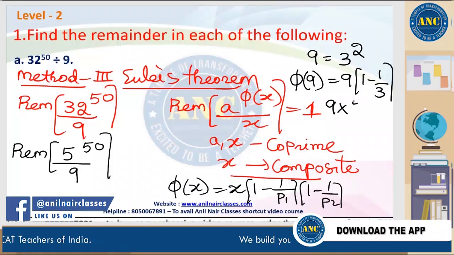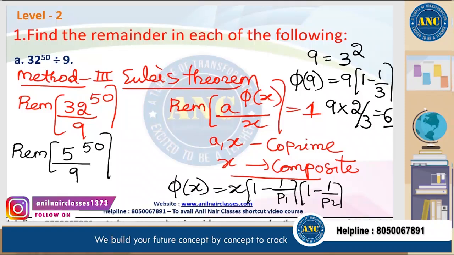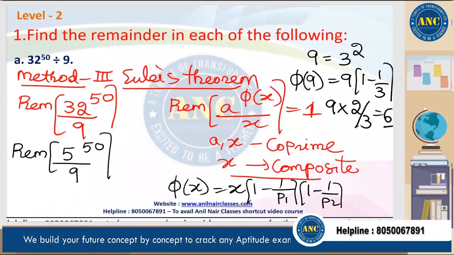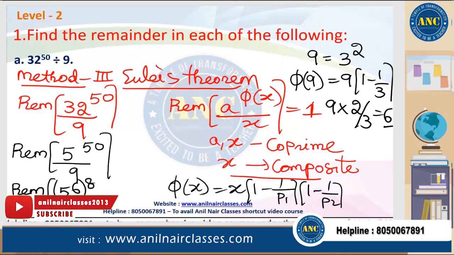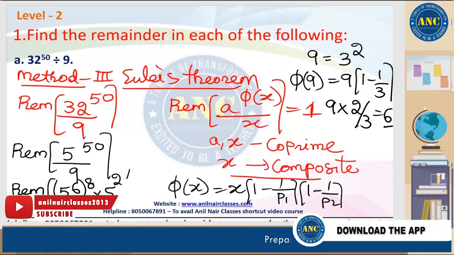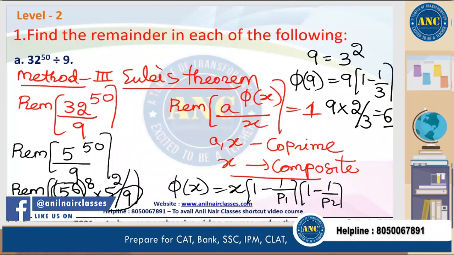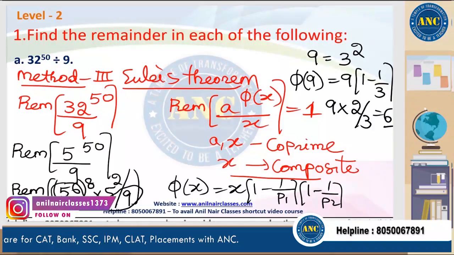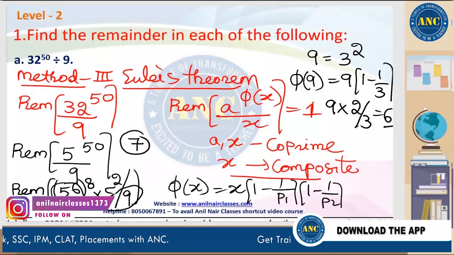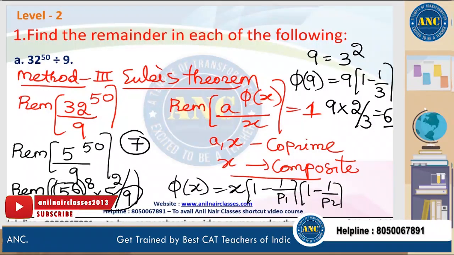9 into 1 minus 1 by 3, that is 2 by 3, which is 6. Phi of 9 is nothing but 6. So directly, 5 power 6 gives remainder 1. 5 power 50 is 5 power 6 power 8 into 5 square divided by 9. Directly it is 1. 5 square divided by 9, 25 divided by 9, 9 2s are 18, positive remainder is 7. I hope the idea is clear.